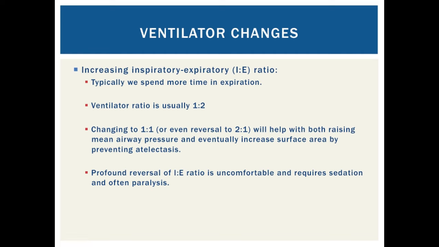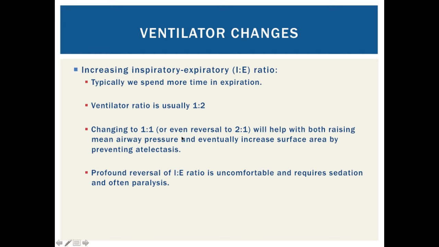Now, when you're super hypoxemic and we're having to make some changes to account for that, we will often shift that ratio the other direction. So you can go to 1 to 1, the same amount of time breathing in as breathing out, or even 1.5 or 2 to 1. So you spend even more time breathing in and a very small amount of time breathing out. The idea is that this is kind of like PEEP. It's going to improve your surface area by preventing atelectasis. It's going to definitely increase your mean airway pressures.